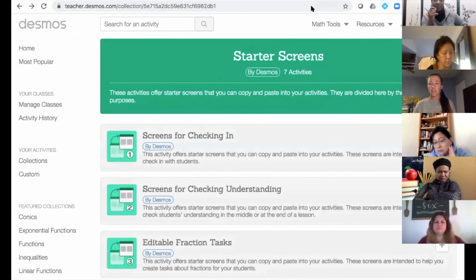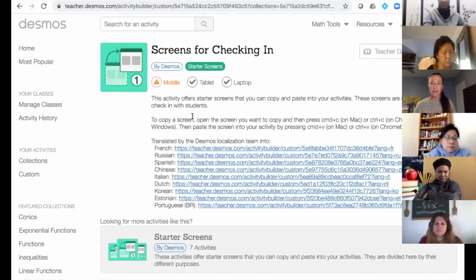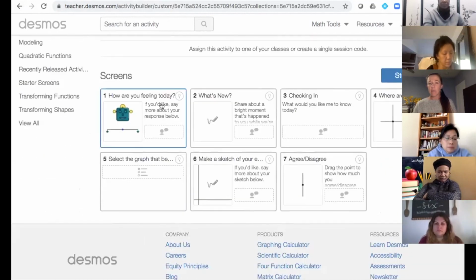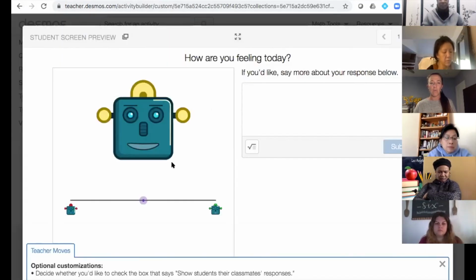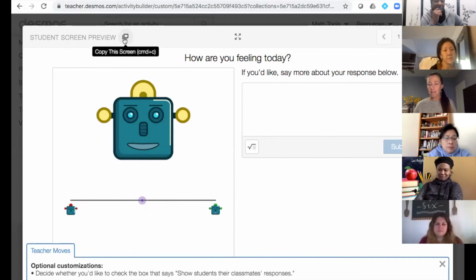The other thing that I'll show you is, sorry, let me go back here. Let's say I like this one. How are you feeling today? This robot seems kind of fun, and he turns red and gets real frowny, or he turns green and gets real smiley. That seems pretty cool. I want to include this. There's this little box up here that says copy this screen.